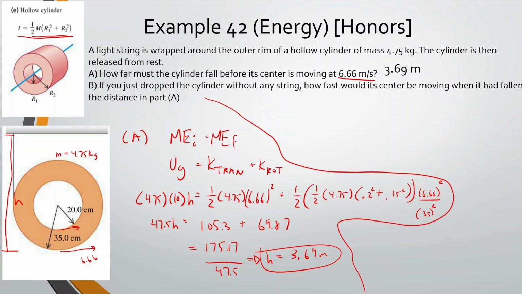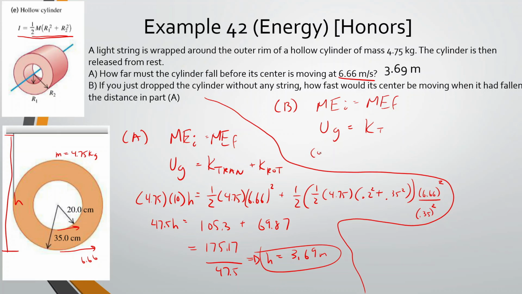All right, if you drop the cylinder without any string, how fast would the cylinder be moving when it has fallen the distance in part A? Okay, so part B, it's not rotating, there's no string, so you're just pretty much dropping an object. We're just using the whole linear thing. So mechanical energy initial equals mechanical energy final. We drop something, it has gravitational potential energy at the beginning, and then there's going to be kinetic energy of translation at the end. That's all there is.